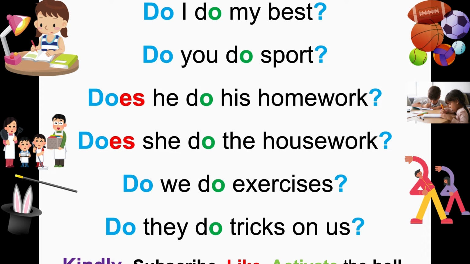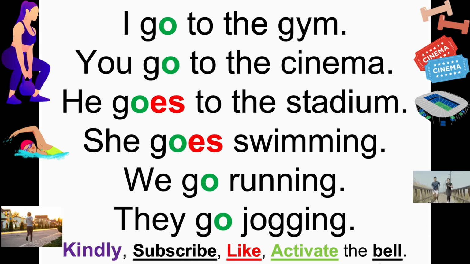Let's see the verb go in the positive form. I go to the gym. You go to the cinema. He goes to the stadium. She goes swimming. We go running. They go jogging. As you see, I go, you go, we go, they go. The verb doesn't change. But with he and she, the verb has es at the end. He goes, she goes.